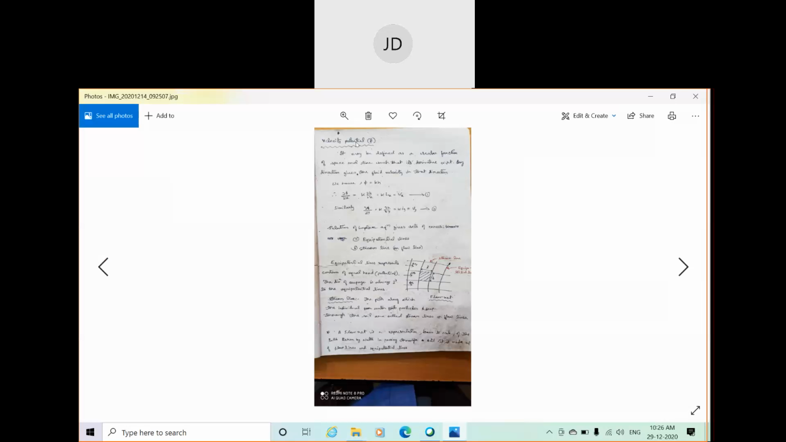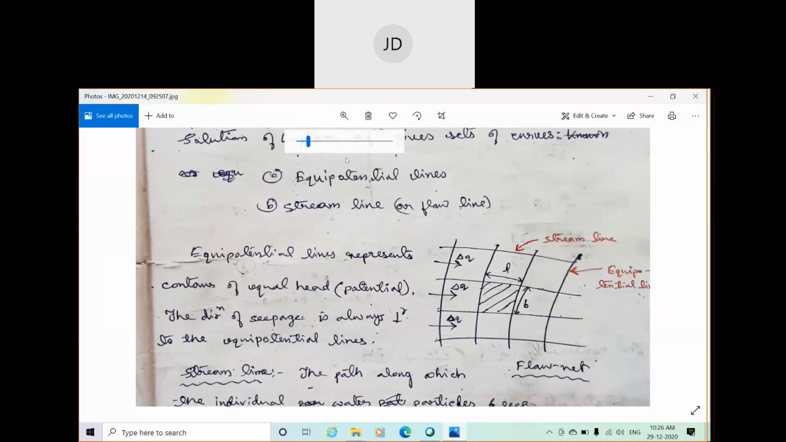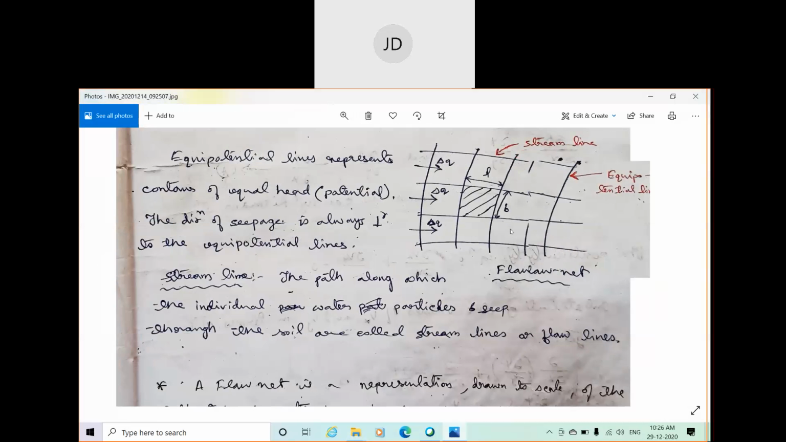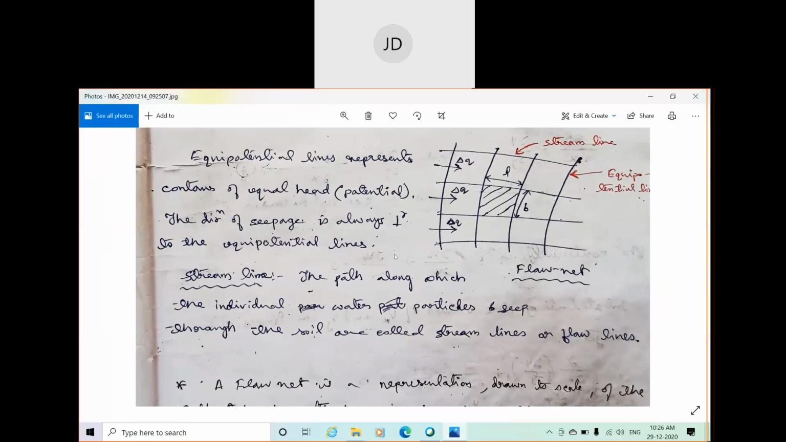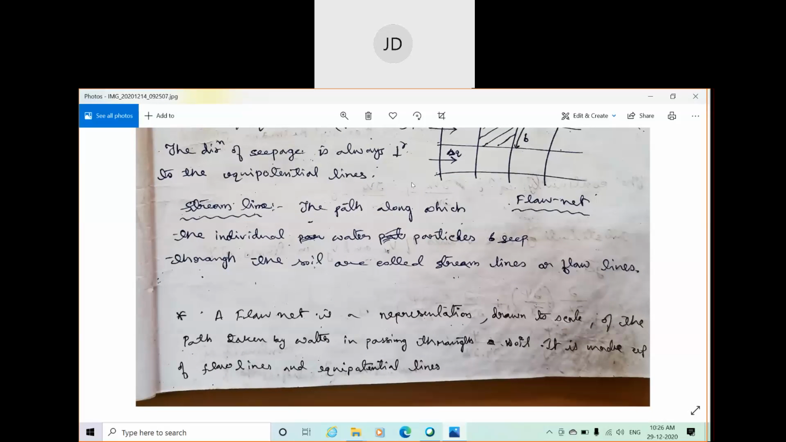So in the last class, we discussed flow net. So flow net is what? Flow net is a representation which is drawn to scale. It is a representation of the path taken by water in passing through soil, and it is made up of flow lines and equipotential lines.